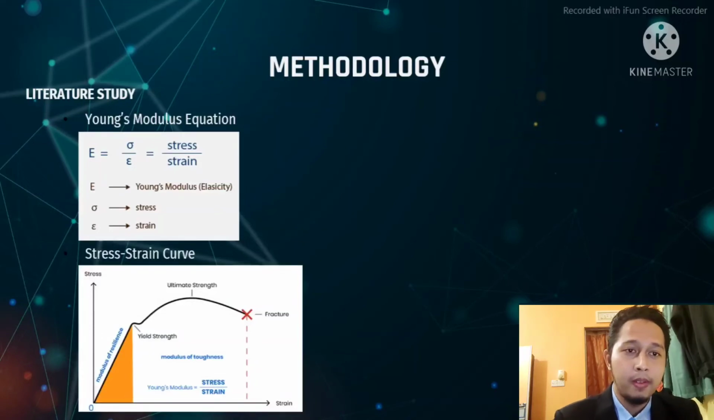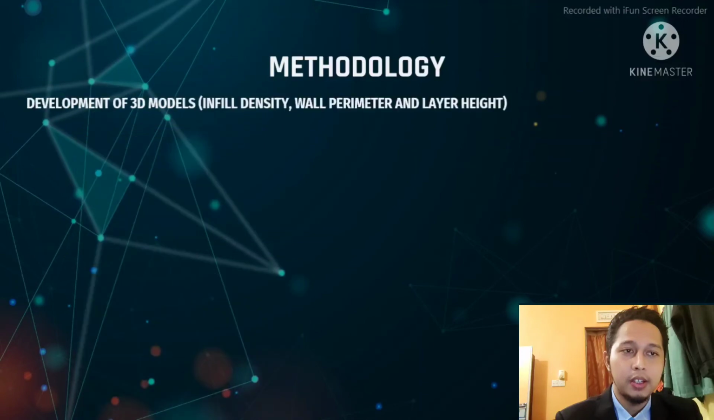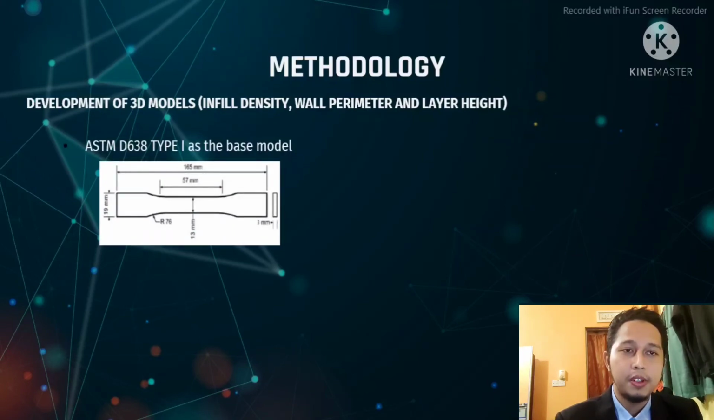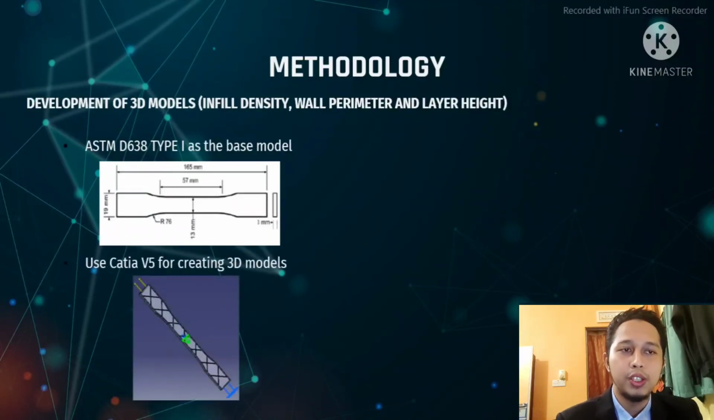To find the Young's modulus, the stress must be divided by the strain of the specimen after a tensile test. The second step is the development of 3D models for infill density and wall perimeter tests. As researched in the literature review, ASTM D638 Type 1 is chosen as the base model due to its ideal size. All the 3D models were created with CATIA V5. After the 3D models are done, they need to go through computational analysis. There are 2 software used for this step, which are CATIA V5 and Abaqus.